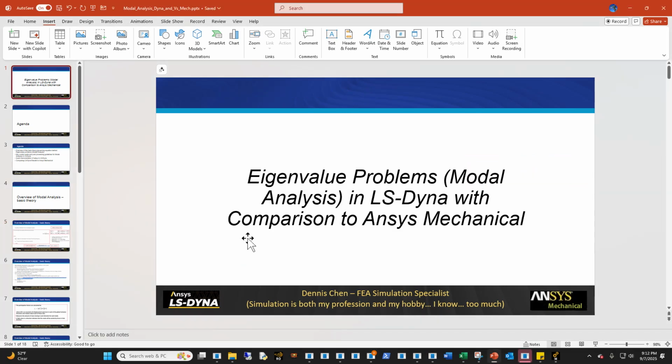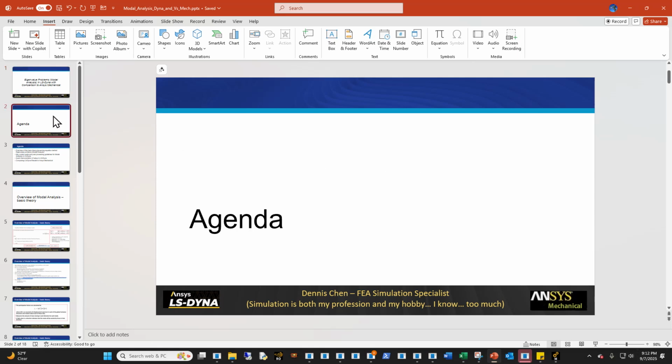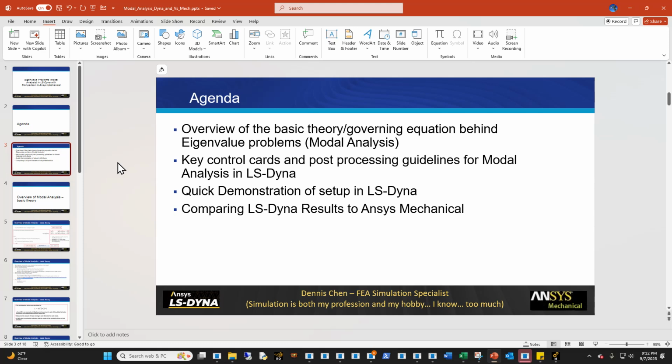All right, today let's look at how to do modal analysis inside LS-Dyna with a comparison to Ansys Mechanical. This is the first of the linear dynamics series that I'm gonna over time release. Basic agenda, we'll look at the overview of the theory of modal analysis. It's really the same thing between Dyna and Mechanical. They're solving exactly the same equations.